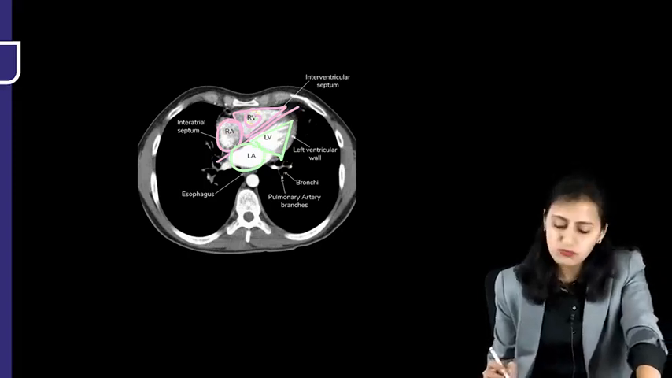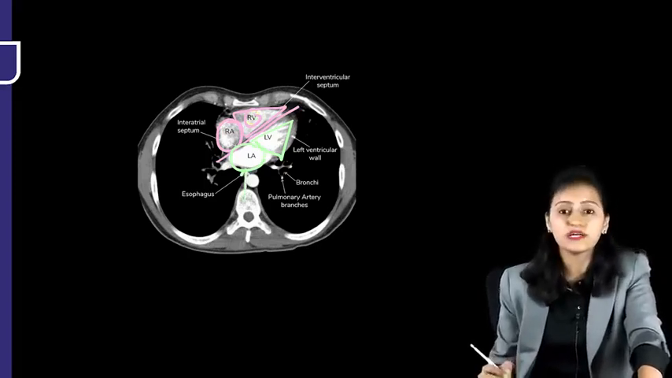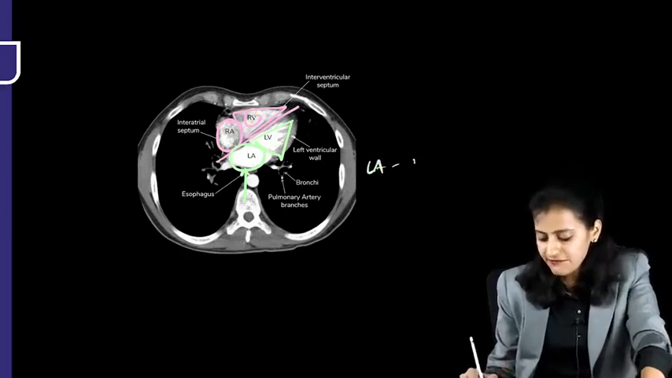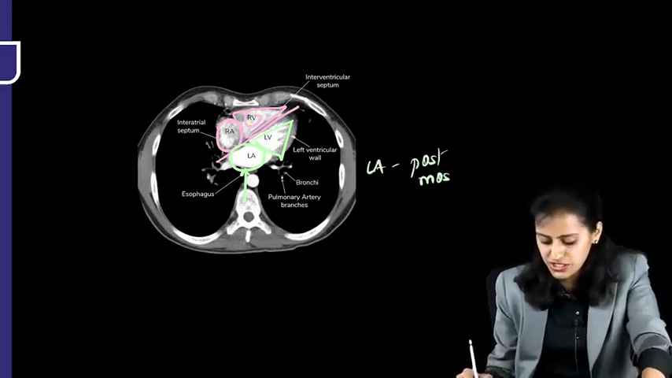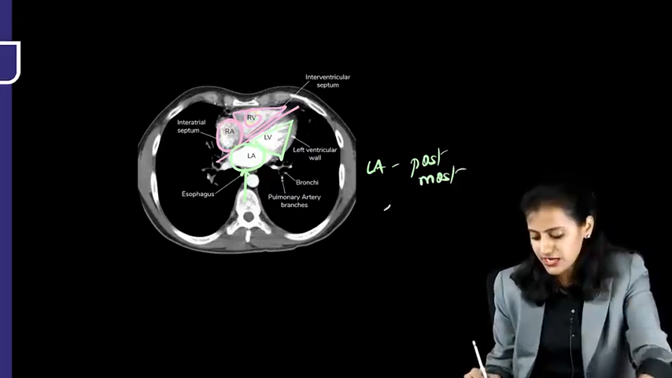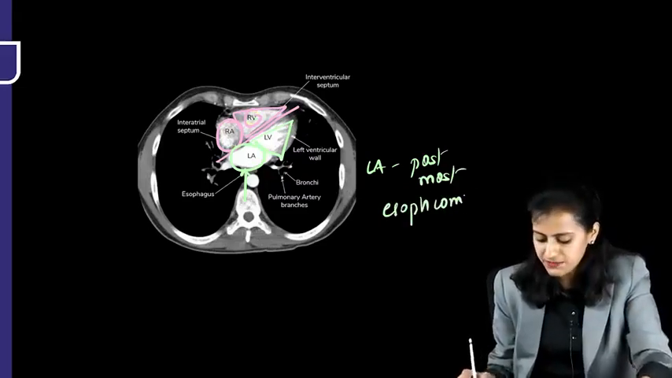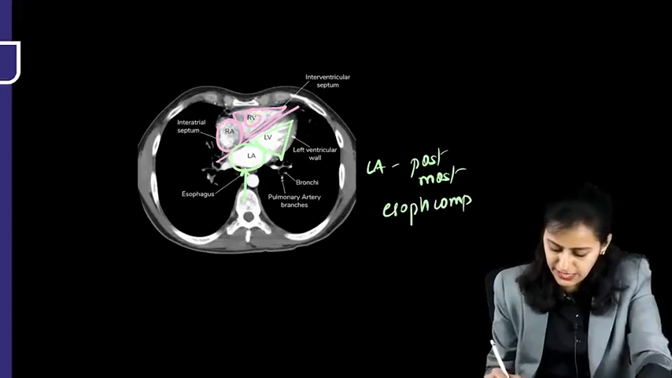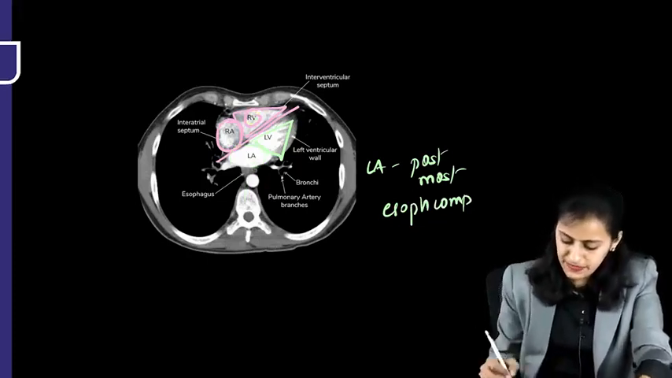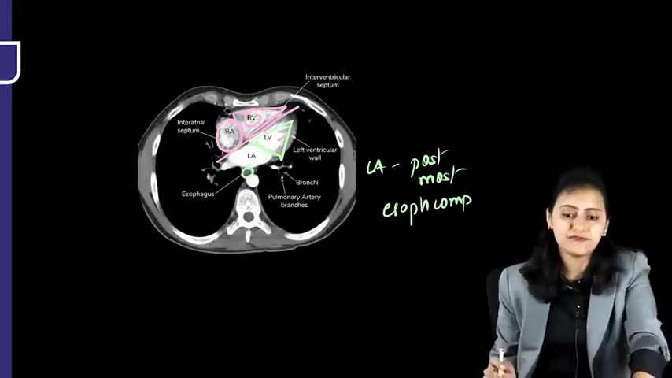So which is the posterior most chamber of the heart? Close to the vertebra, the first one is the left atrium, the posterior most chamber, the enlargement of which can cause esophageal compression. We have the esophagus behind the left atrium.